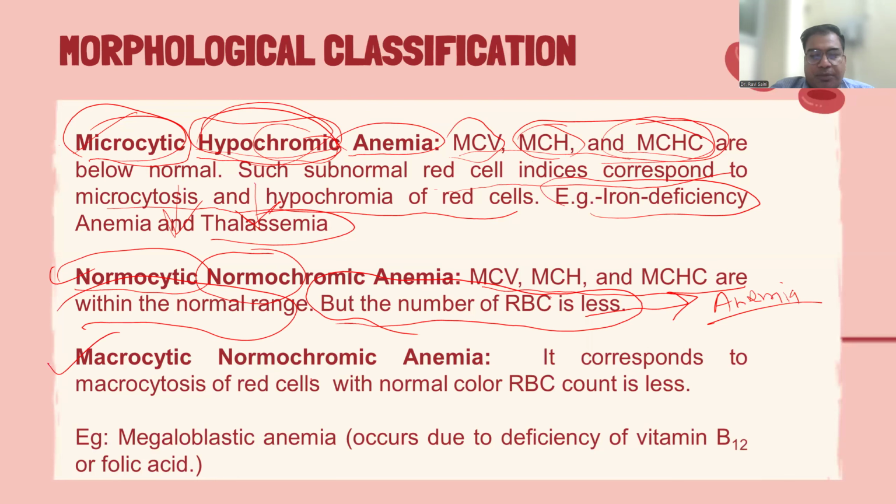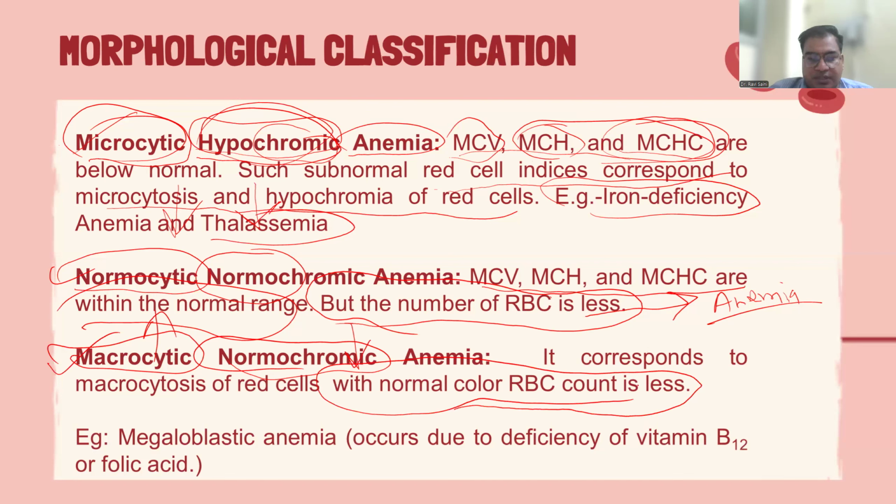Macrocytic normochromic anemia. The cell size is increased because there is the term macro. The normochromic means the color is normal, means hemoglobin concentration is normal. That will also lead to development of anemia because the RBC count is less. Examples are megaloblastic anemia, which occurs due to deficiency of vitamin B12 or folic acid.